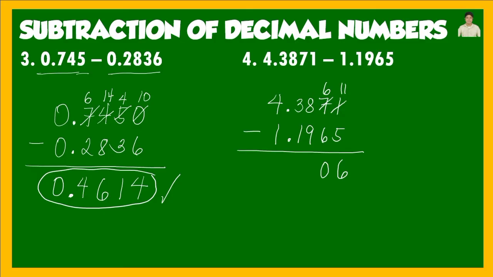And then 8 minus 9 cannot be. So, we cannot subtract. So, manghihiram tayo dito. Magre-regroup tayo dito sa 3. So, 3 will become 2. And then 8, this will become 18. So, 18 minus 9 now, the answer is 9. Next, 2 minus 1, the answer is 1. And then yung whole numbers, pag subtract natin, so 4 minus 1, the answer is 3. And then, align natin yung decimal point. So, this will be our final answer.